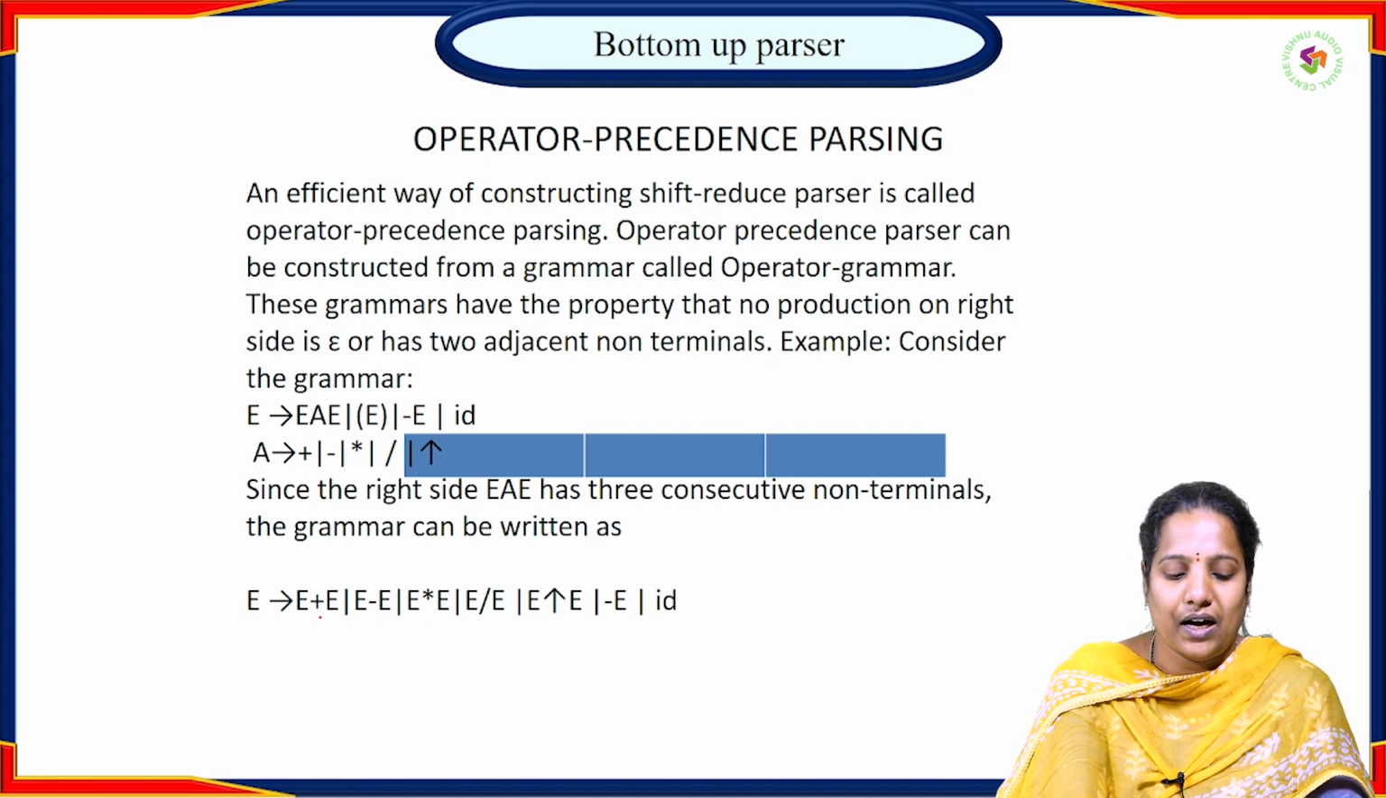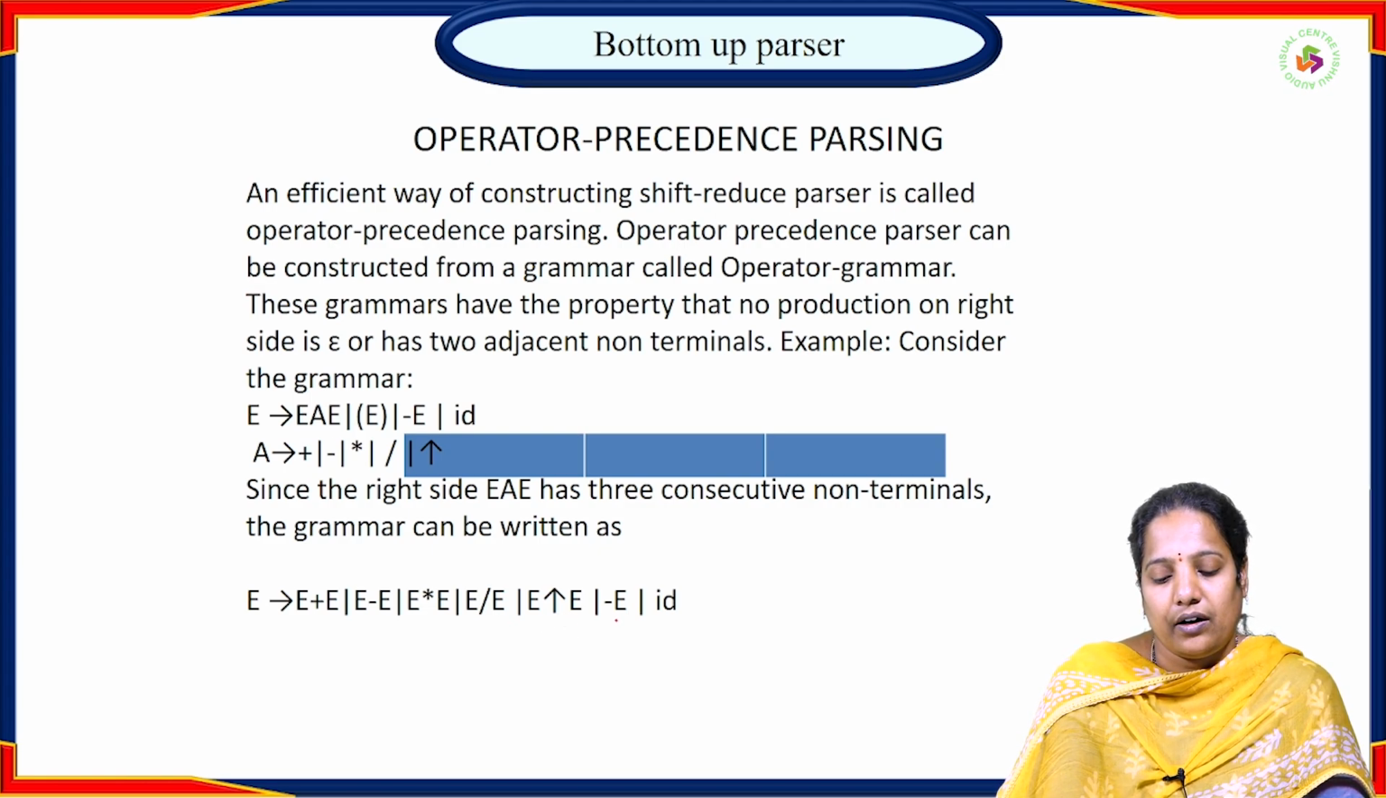In place of A I am writing plus, that is E + E, you are going to get the production. In place of A, if you write minus, you get E - E. If you write star, you get E * E. If you write division, you get E / E, and the power operator and minus or ID.